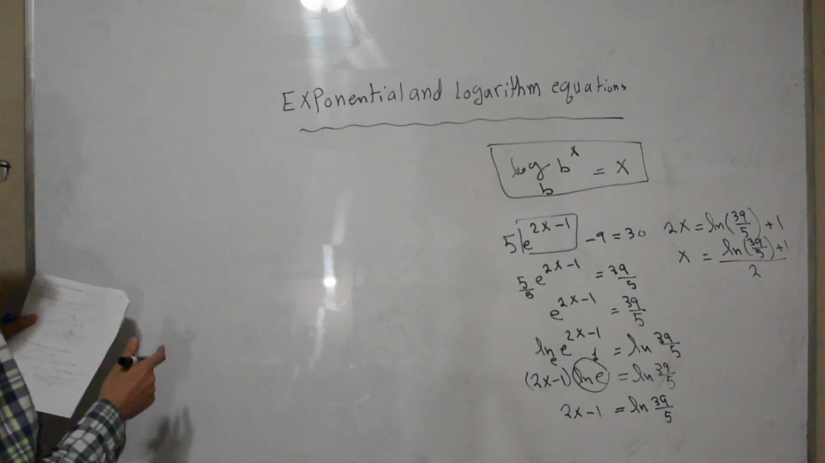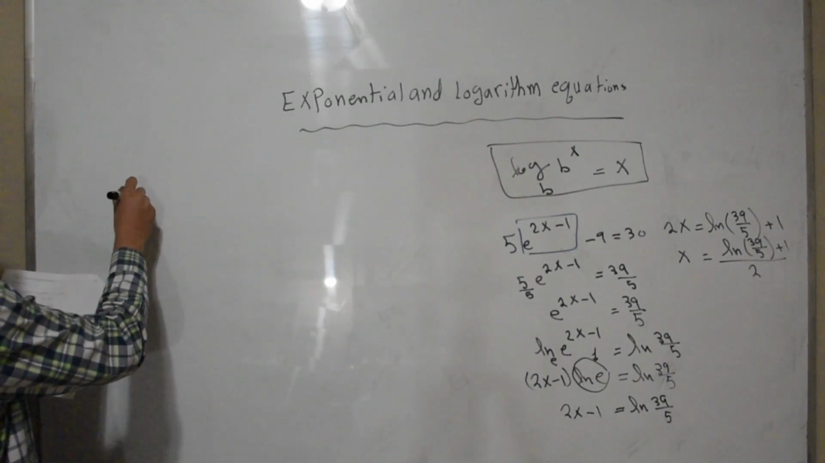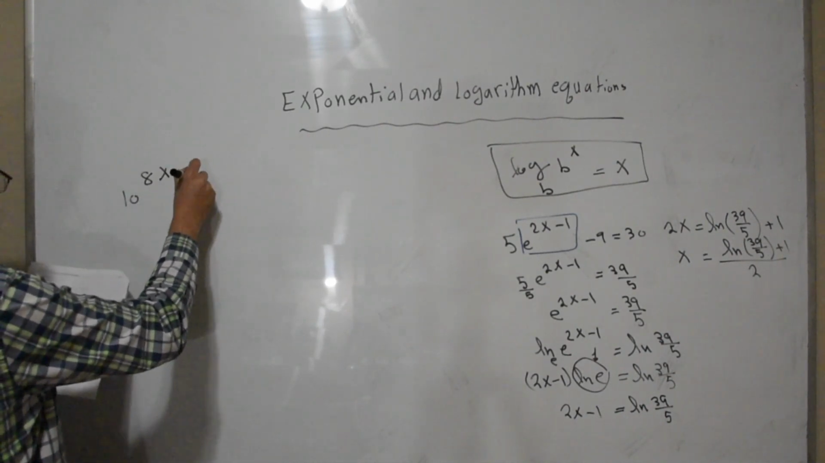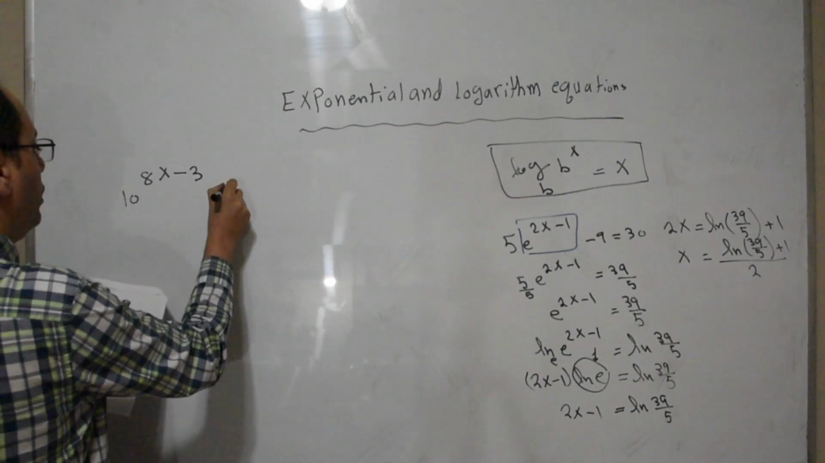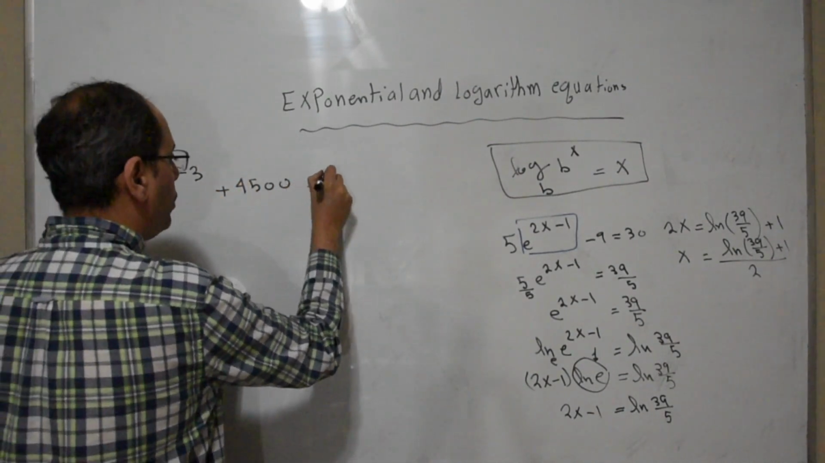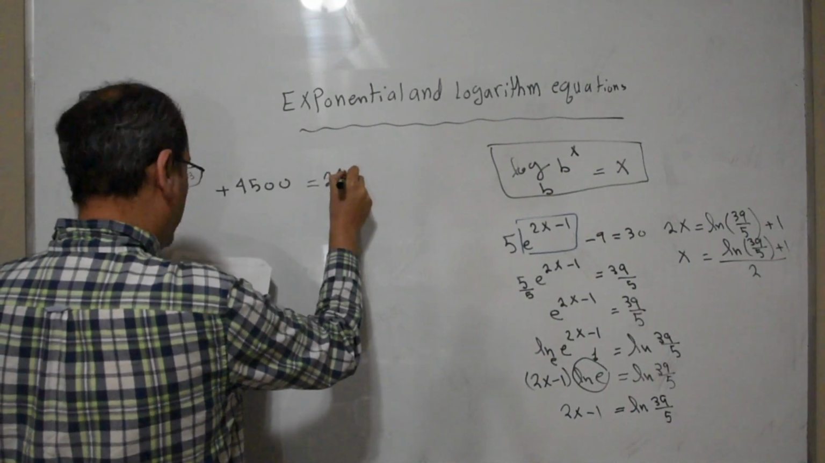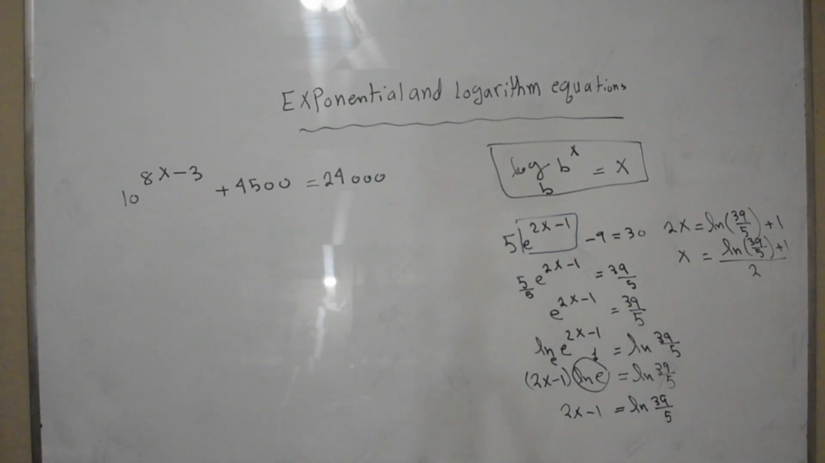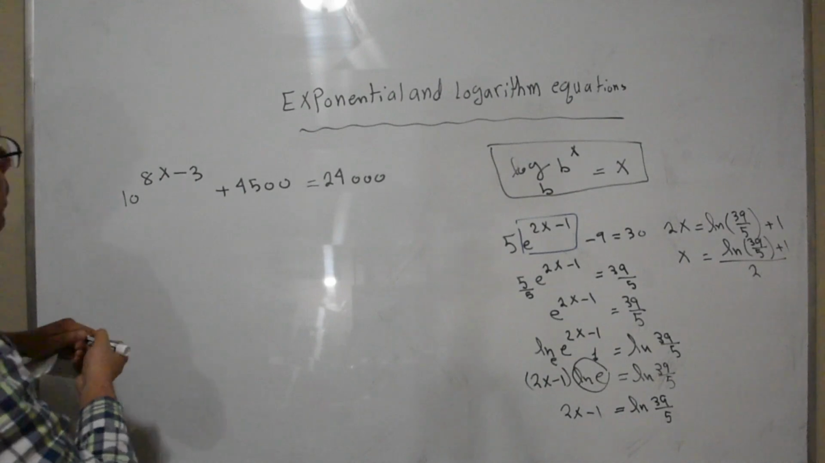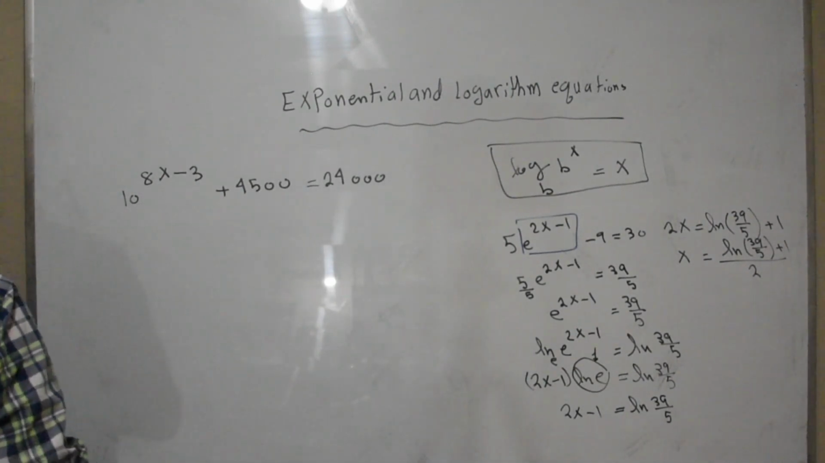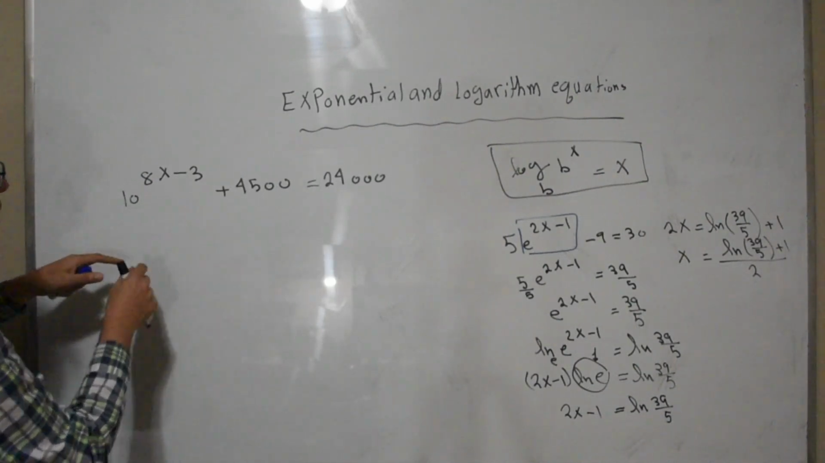So let's get this problem. I have 10 to the 8x minus 3 plus 4500 equals 24,000. I don't think that this marker works. This one. Too much writing. Alright, so what should I do here?